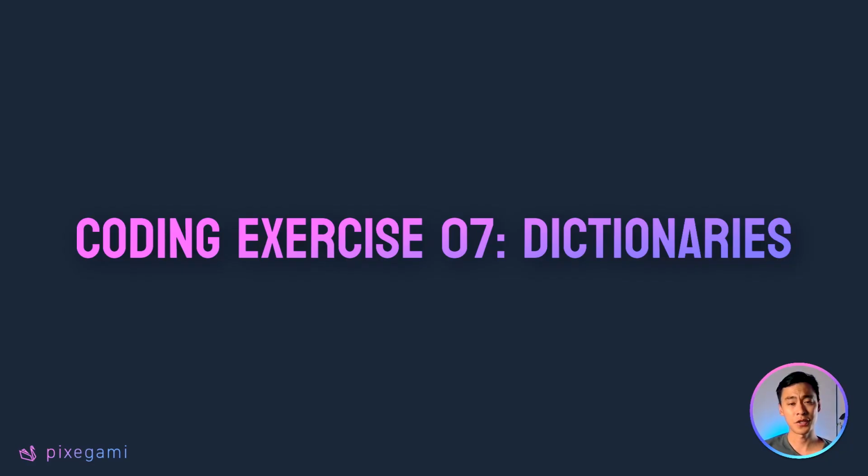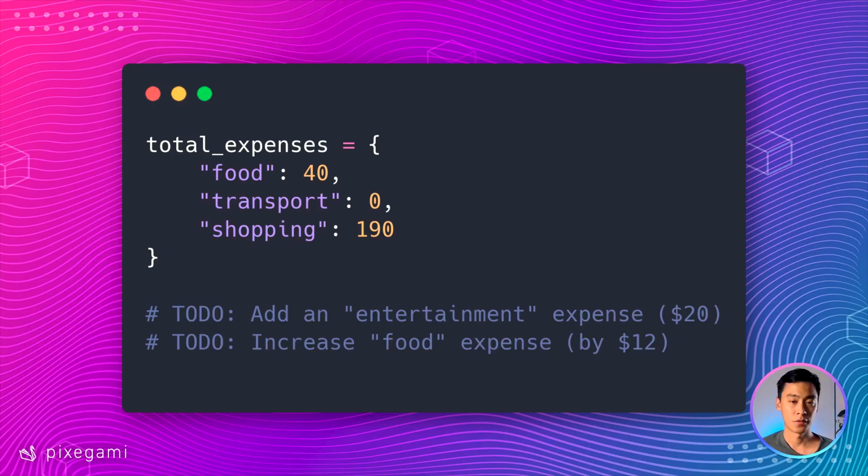As usual, let's finish off with a short coding exercise. For this exercise, I want you to imagine that you are making an online expense tracking app, like a personal budget tracker. You're using a dictionary to store the total expenses for the things you buy. So this isn't a list of expenses, this is like a total amount for each category. Here, we're going to start the dictionary off with a couple of fields already. So we've got a total expense for food at $40, transport at 0, and shopping at 109.